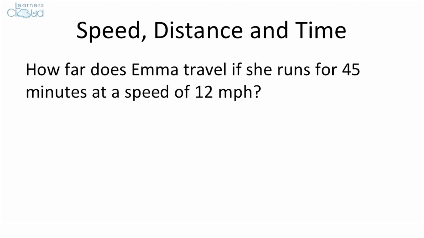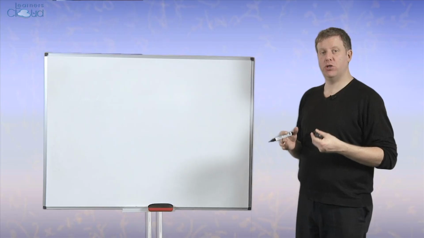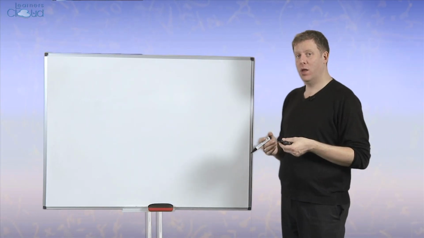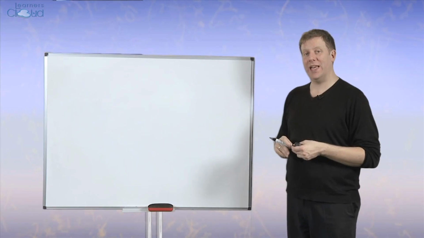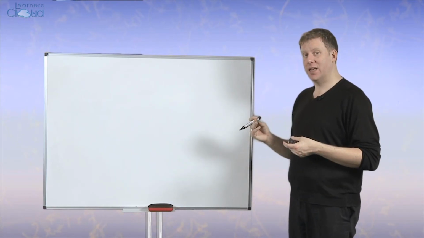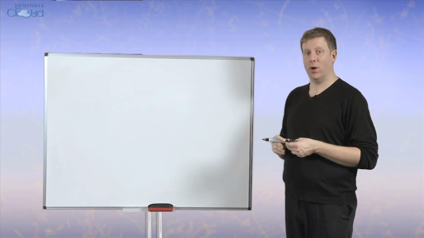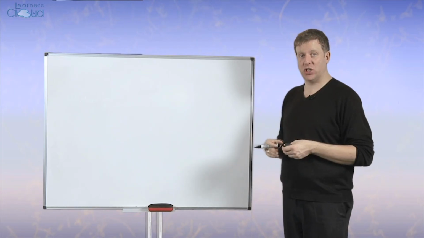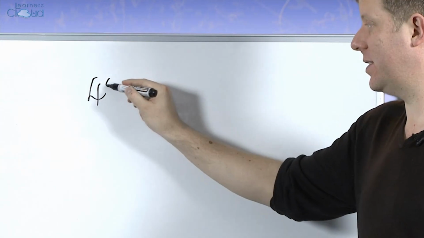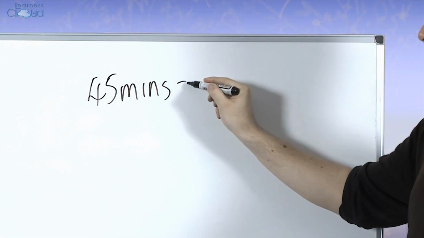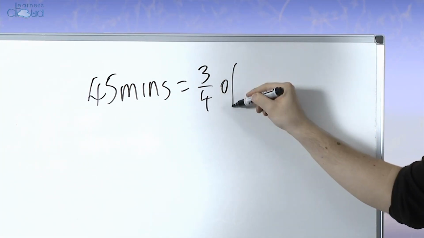Okay, so another example is up here. How far does Emma travel if she runs for 45 minutes at a speed of 12 miles per hour? So we know she's running at 12 miles every hour, but unfortunately, she hasn't actually run for a full hour yet. So we now have to change 45 minutes into a fraction of an hour. Now we can write it either as a fraction or a decimal, but you should be happy with the fact that 45 minutes is 3/4 of an hour.